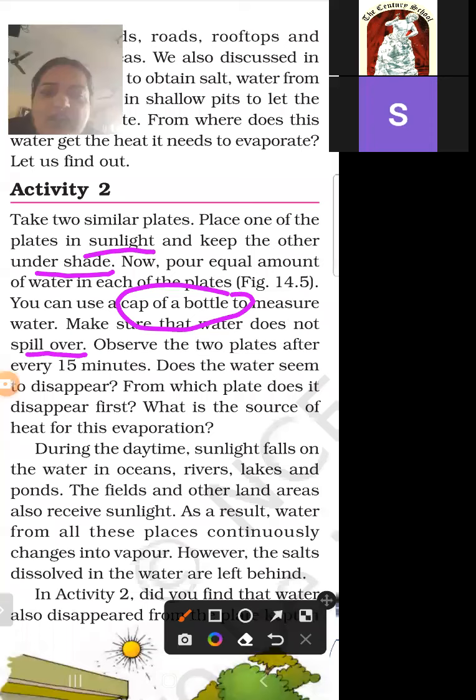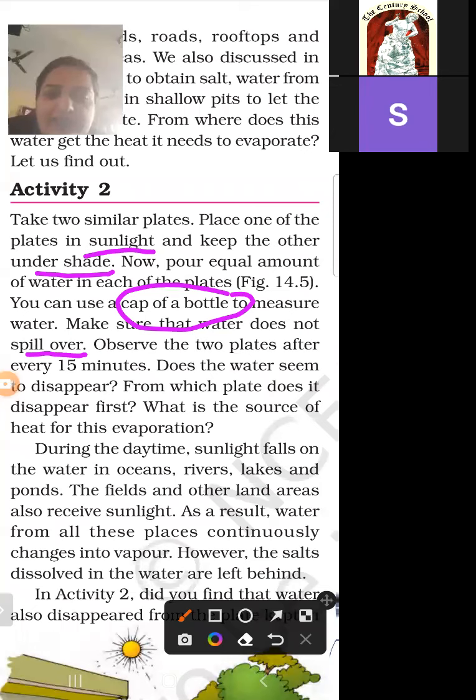Is the water seen to disappear? From which plate does it disappear first? In which plate did this disappear? It disappeared in plate 1. What is the source of heat for this evaporation? Sunlight.